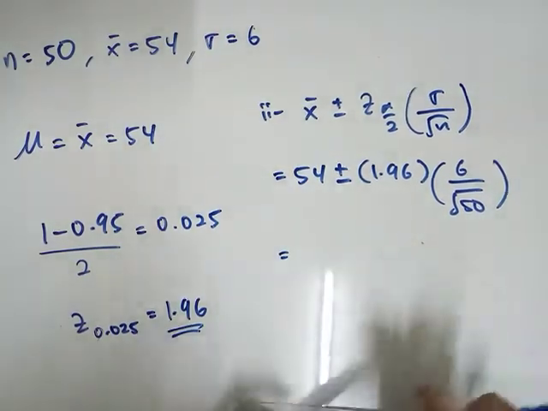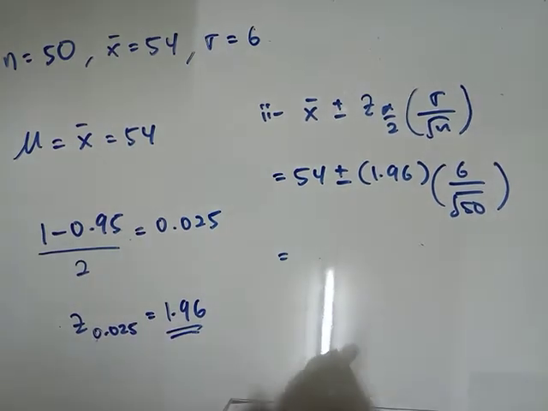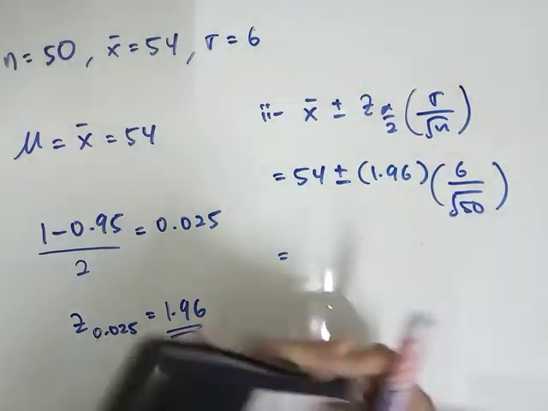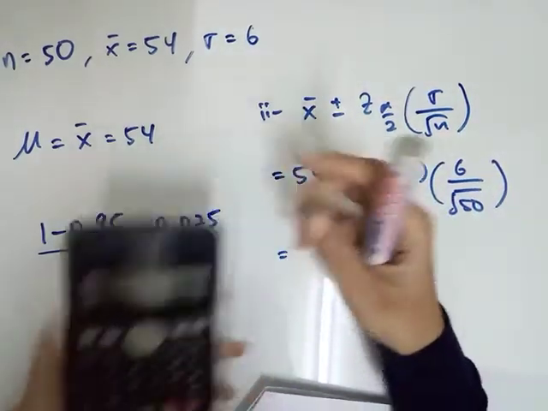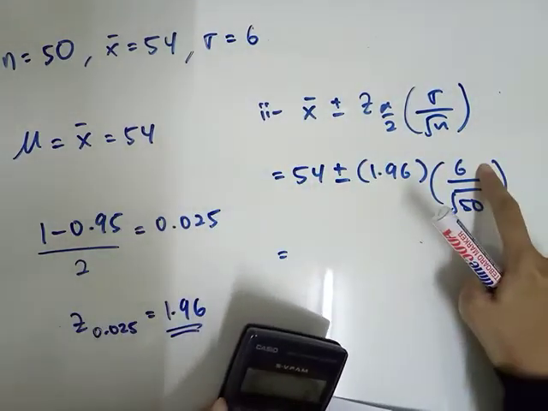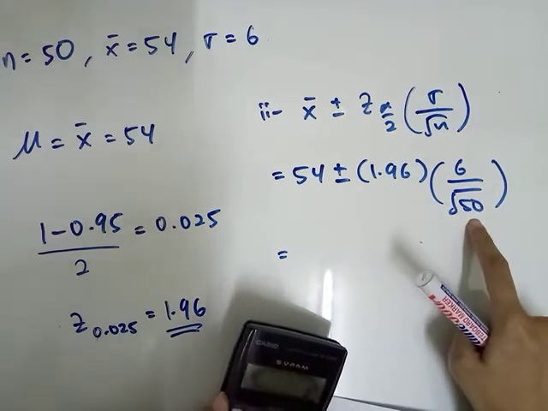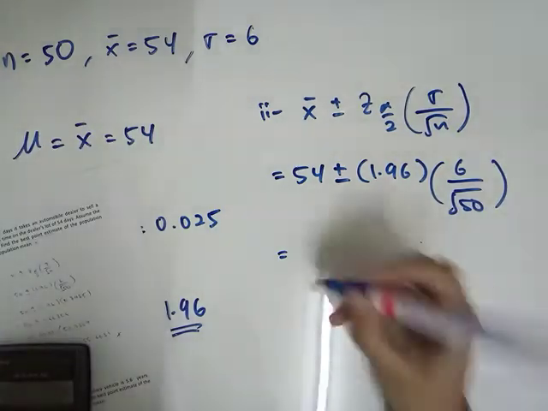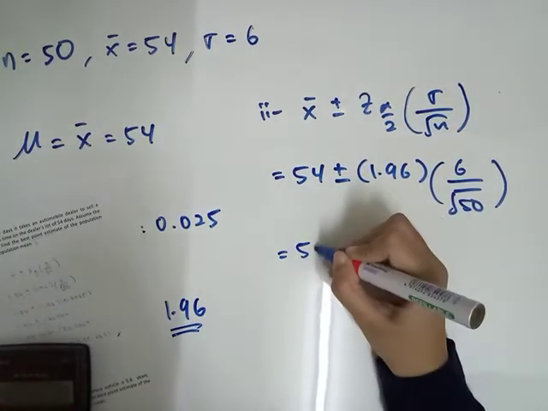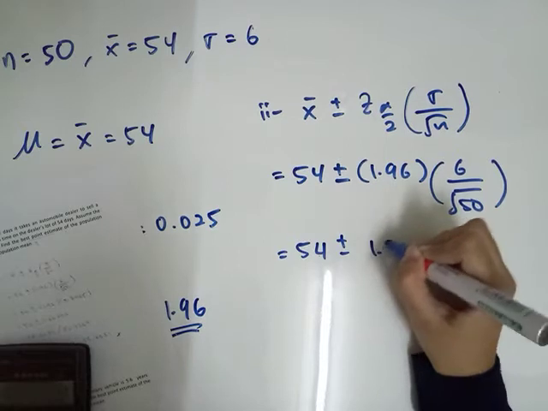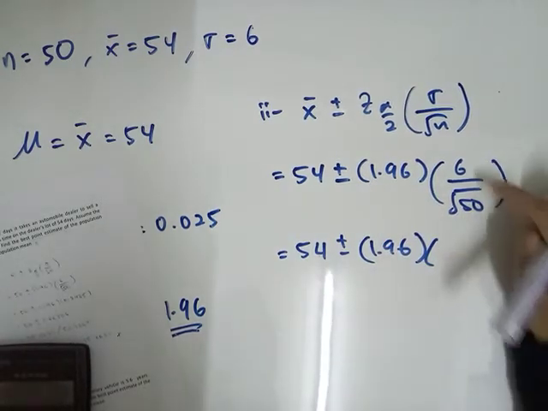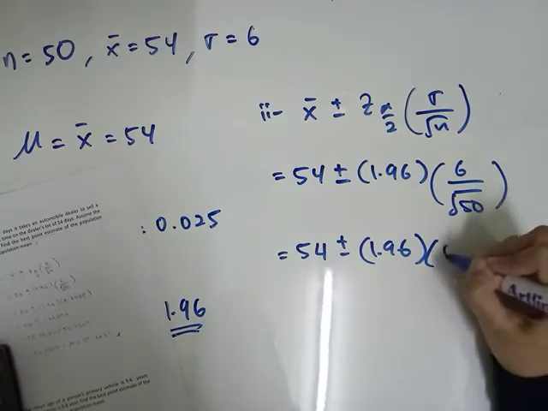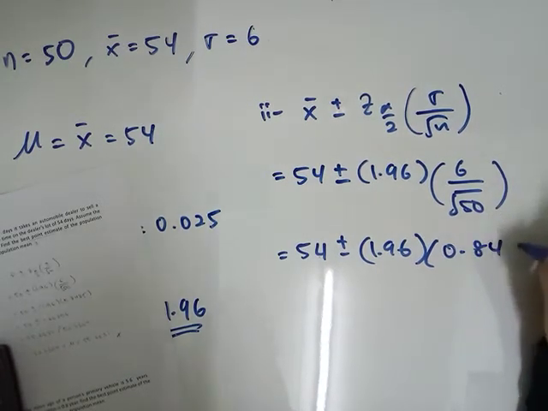Okay, and then how to calculate? Ikut saya. First step, you have to calculate this one: 6 divided by square root 50. Calculate dulu yang ni. Yang lain jangan calculate lagi. You have to calculate one by one. 54 plus minus 1.96 times 6 divided by square root 50. You will get 0.8485.